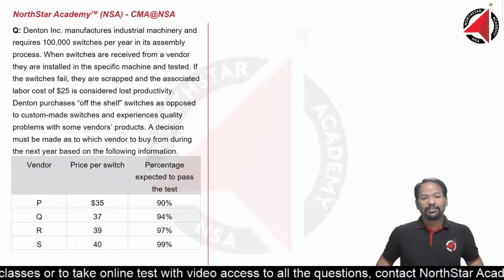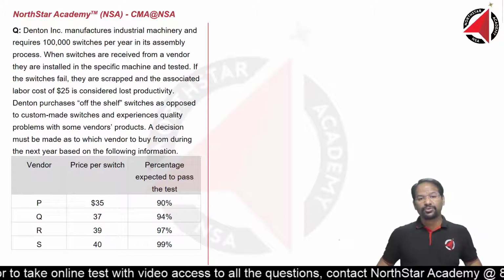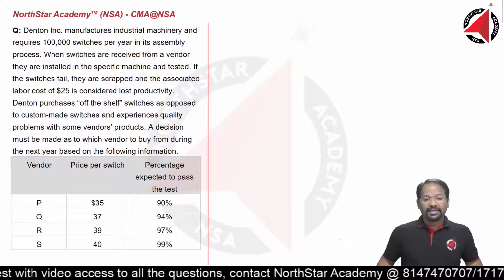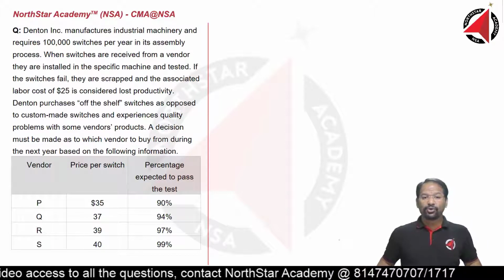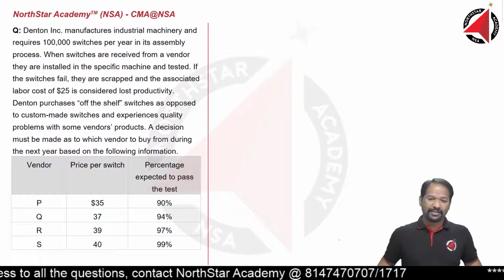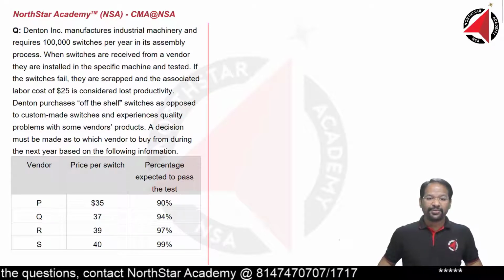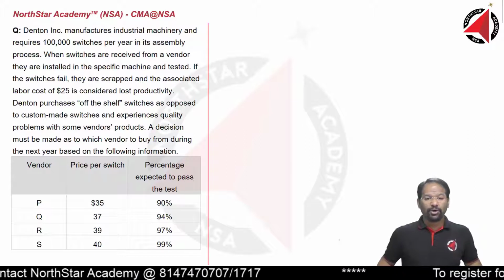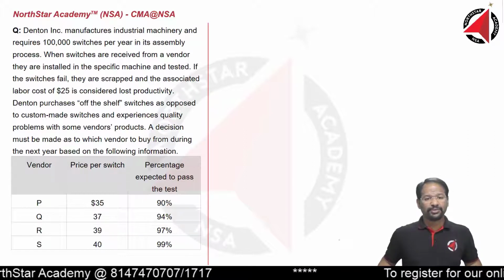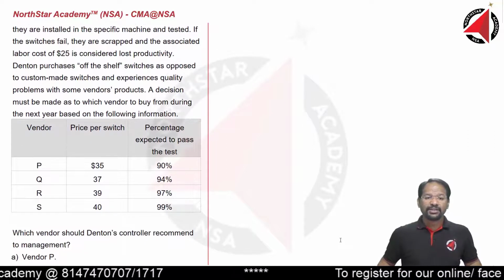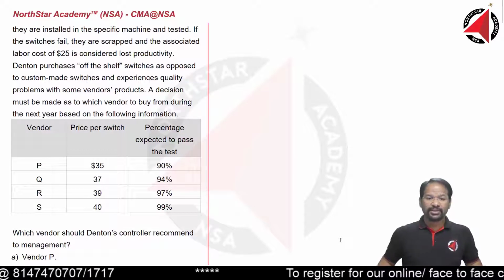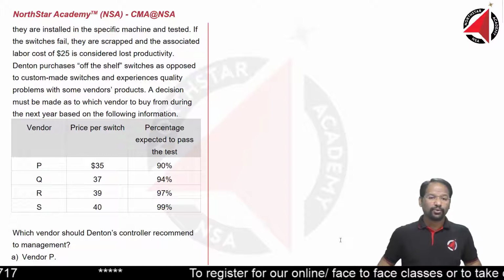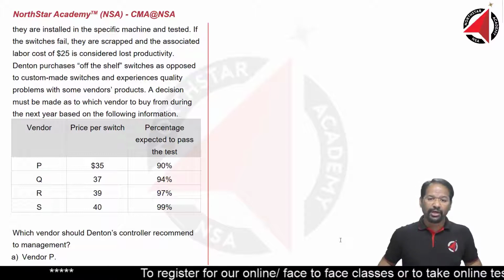Denton Inc. manufactures industrial machinery and requires 100,000 switches per year in its assembly process. When switches are received from the vendor, they are installed in specific machines and tested. If the switches fail, they are scrapped and the associated labor cost of $25 is considered lost productivity. Denton purchases off-the-shelf switches as opposed to custom-made switches and experiences quality problems with some vendor products.